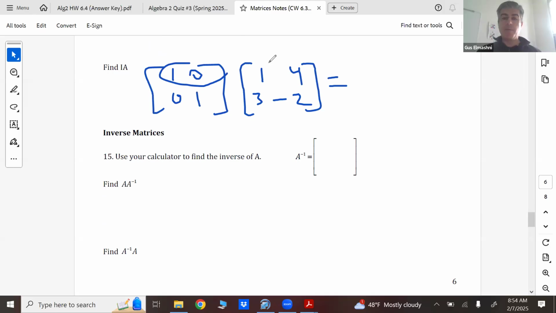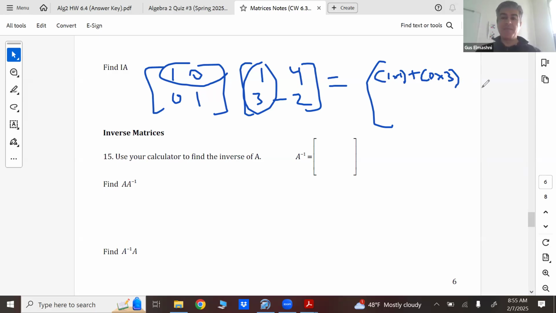If I multiply this row with this column, I have 1 times 1 plus 0 times 3. Let me do parentheses because I think you guys like that better. So 1 times 1. Is that better like that? All right.